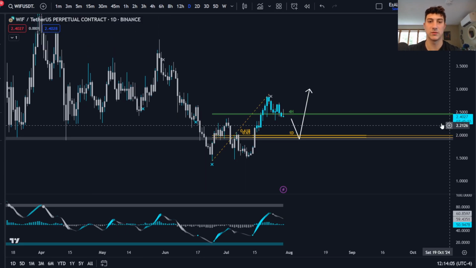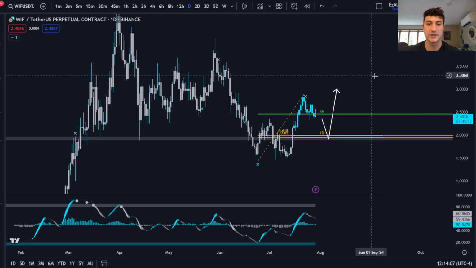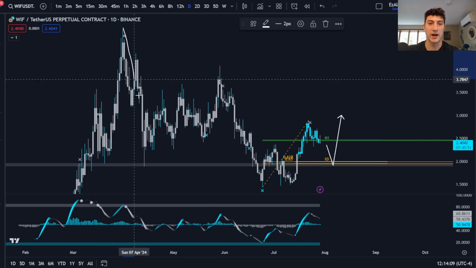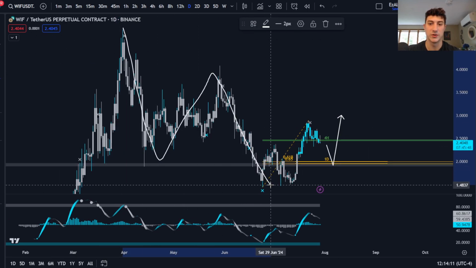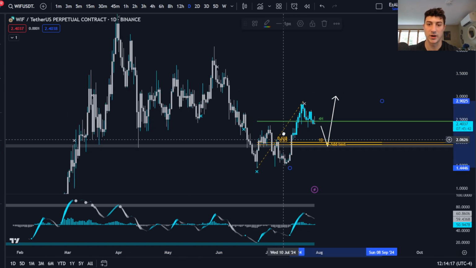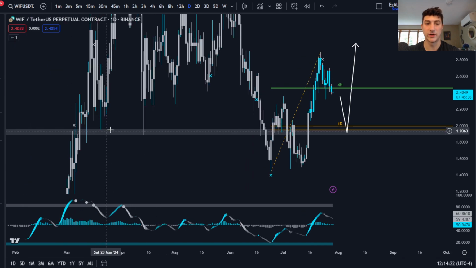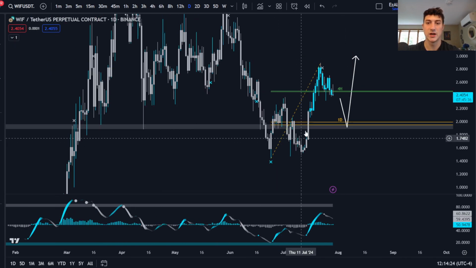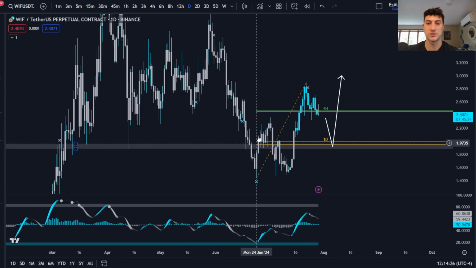Here is using the reversal strategy. So I'm looking at WIF on a daily time frame. As you can see, we are in a macro downtrend, lower lows and lower highs. But I'm actually looking to long from this golden pocket because we had swept these lows over here. These range lows, we had swept those lows, reclaimed those lows. So this is a valid swing failure pattern.